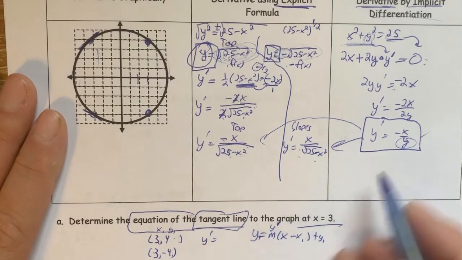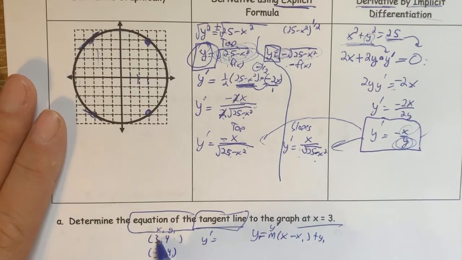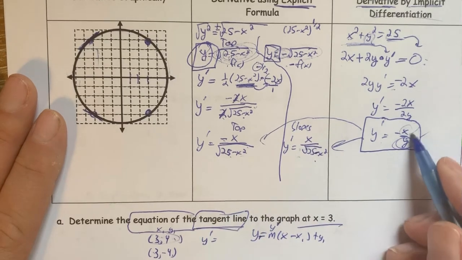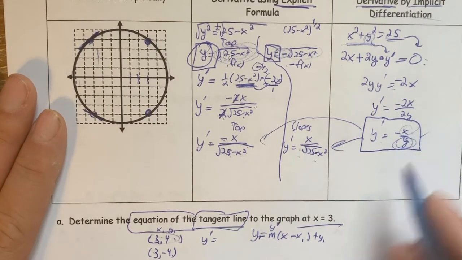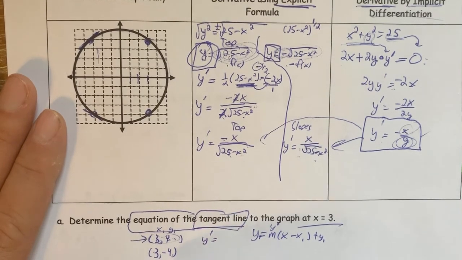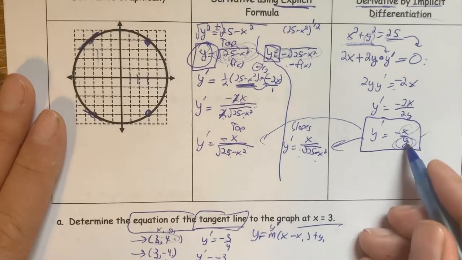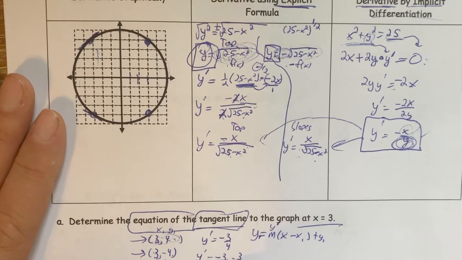To find the slope using the implicit formula, it'll usually have x's and y's in it. Well, you already had to find a point anyway, the point 3, 4, and we will need a point to find the slope implicitly. What we'll do is just plug in the x and the y. And depending on which x and y you choose, you'll come up with a different slope. So when you plug in 3, 4, you'll get negative 3/4. If you were to plug in 3, negative 4, you would get y prime equals negative 3 divided by negative 4, which is positive 3/4.